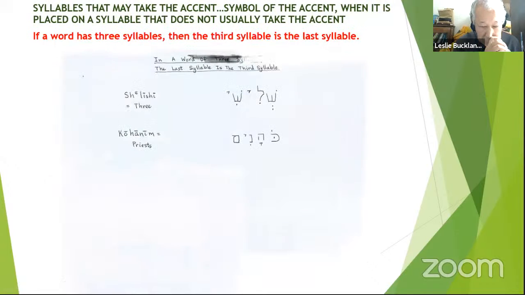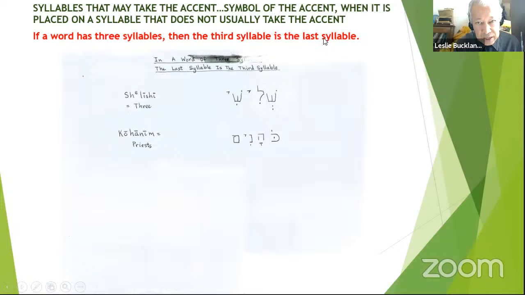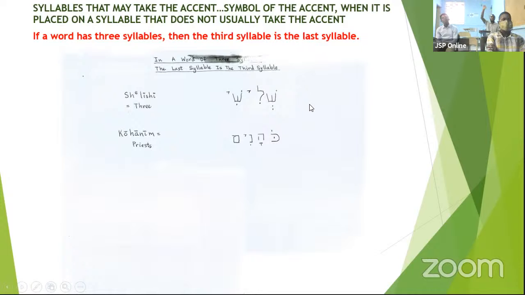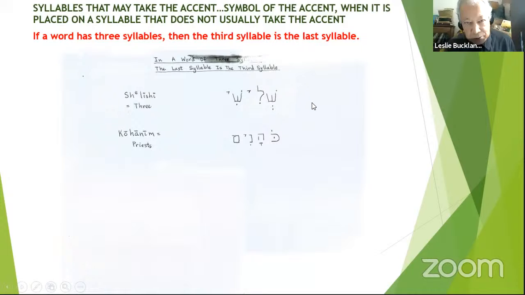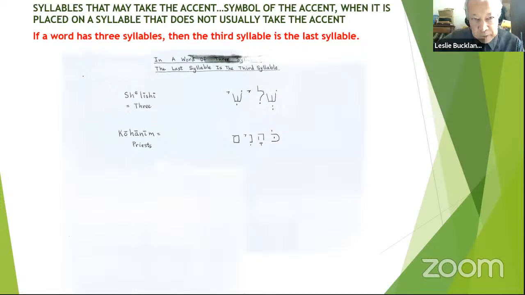Moving on further to illustrate the same point. If a word has three syllables, then the third syllable is the last syllable. Sir, I have a question, sir. Like maximum, how many syllables should a word, well, a Hebrew word, have? Maximum. Okay. I have seen a word that has four syllables, but I'm not sure if that is the maximum.